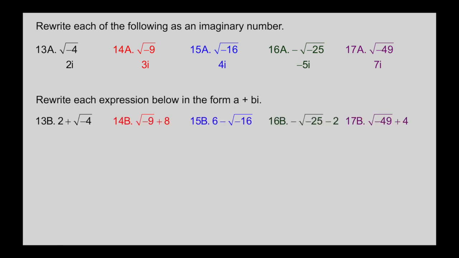So now we're going to rewrite each of these expressions in the form a plus bi. You'll notice that we just did some of these computations in the previous examples. So for 13B, I've got 2 plus 2i. And then I'm going to be looking at, can they combine? Do I need to rearrange the order? So with that in mind, go ahead and do 14 through 17.